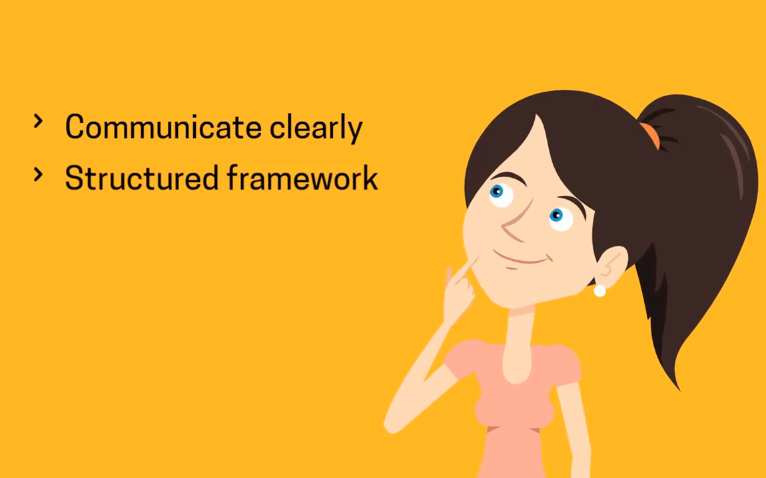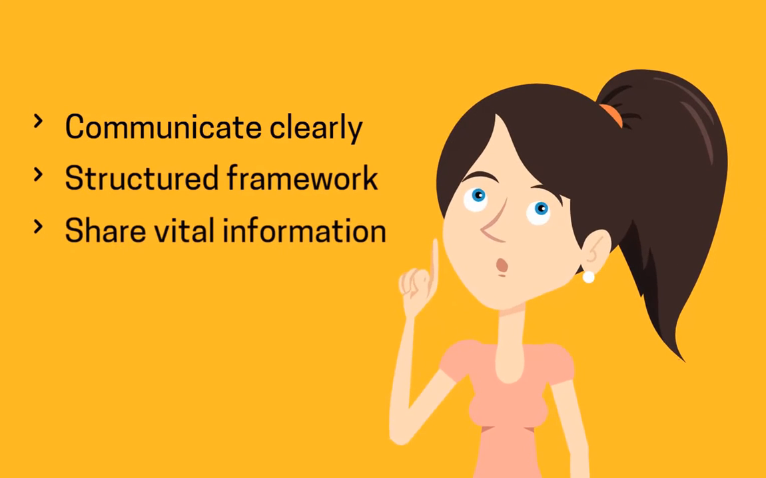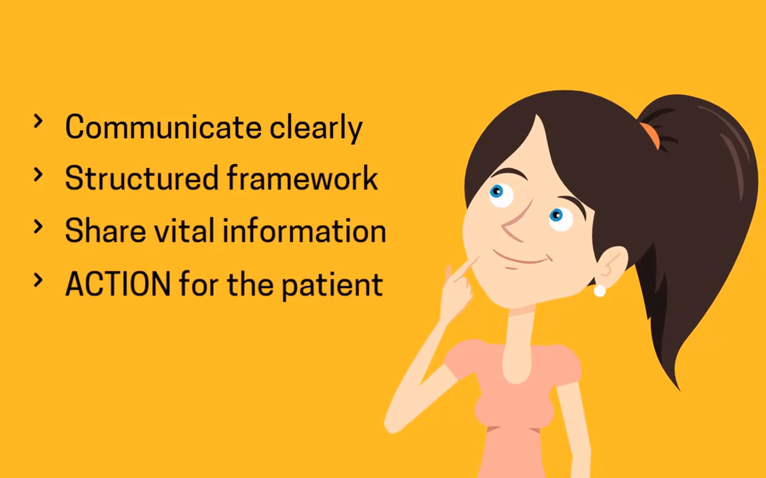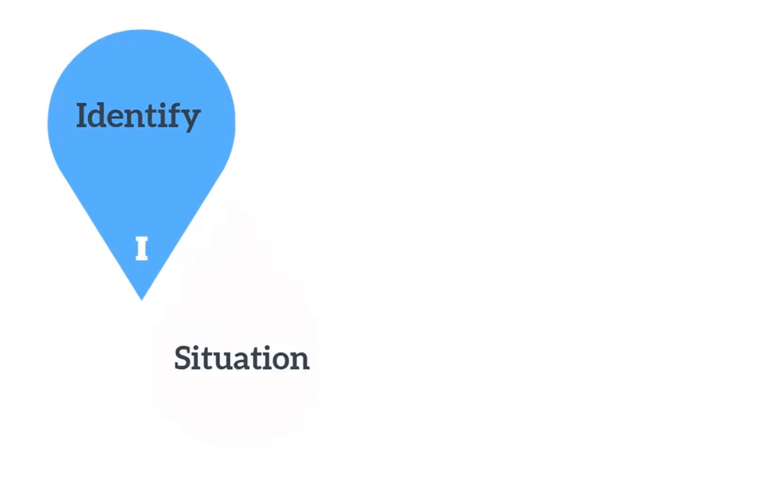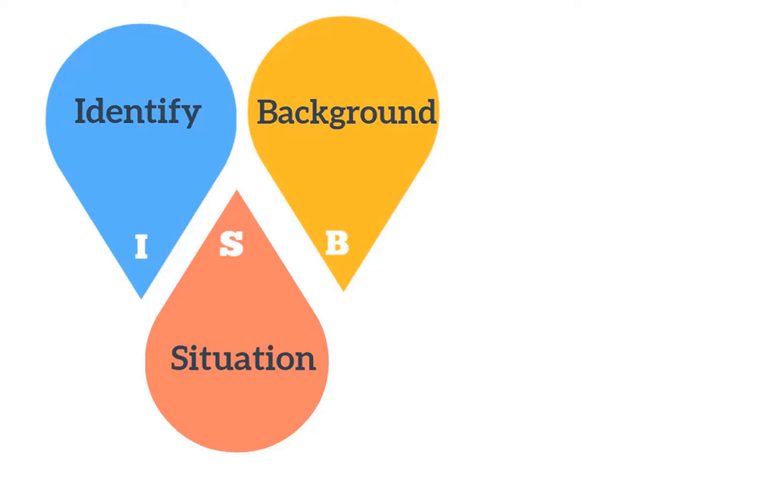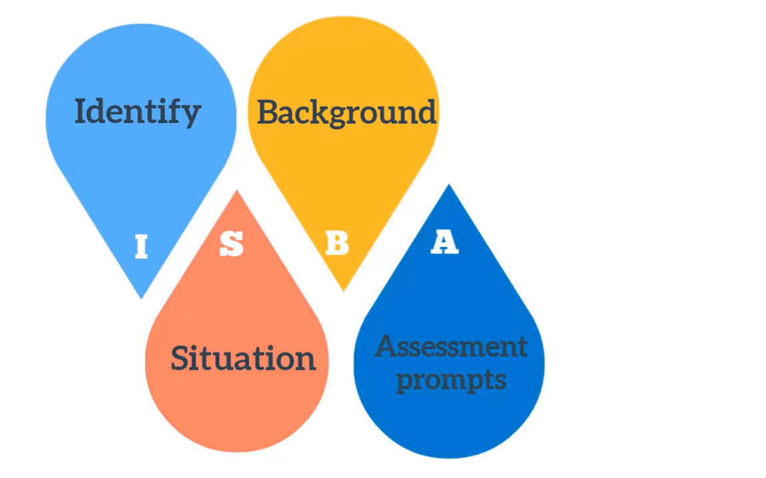So let's just go through ISBAR again, and remember this is a communication tool for all handovers of information between yourself and other health professionals if you are at all concerned about your patient's status or needing to communicate information about their status in any way. I is identify, you and your patient. S is for situation, the purpose of your call or conversation. State it. B is background. What's happened so far? A is assessment prompts, the vital signs.